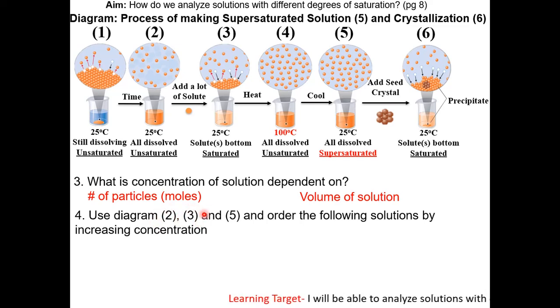Using diagrams 2, 3, and 5, order the following solutions by increasing concentration. Concentration is dependent on the number of particles of the solute that's dissolved in solution. Diagrams 2, 3, and 5 are at the same temperature, 25 degrees Celsius. Diagram 5 is supersaturated, diagram 3 is saturated, and diagram 2 is unsaturated. By looking at the pictures, diagram 5 has the most solute dissolved in solution, therefore is the most concentrated, then is diagram 3, and the least concentrated is diagram 2.